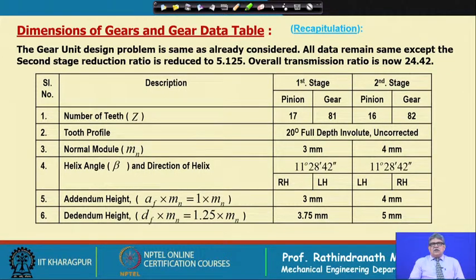But normally for 2 stages, a total reduction ratio of maybe 15 to 30 is very good. Ultimately, keeping the input shaft and intermediate shaft the same, we have chosen another ratio for which the total ratio comes to 24.42, and in the second stage the ratio is 5.125. Already we have developed the integral shaft.